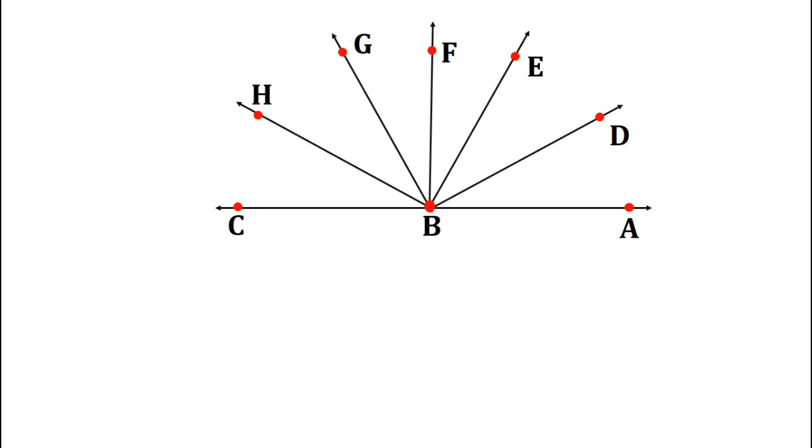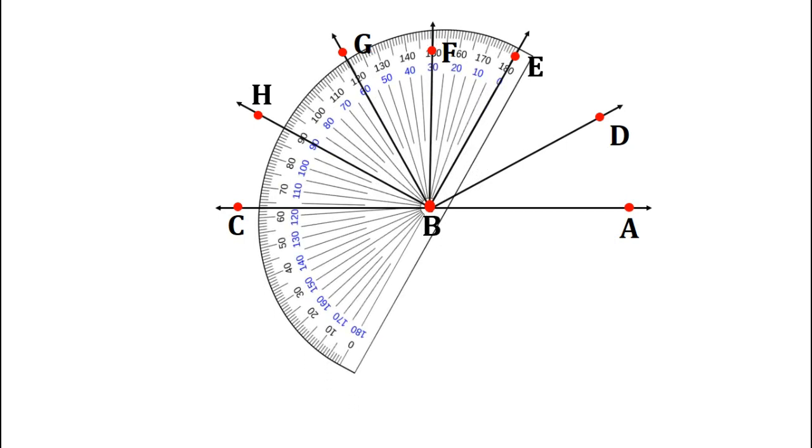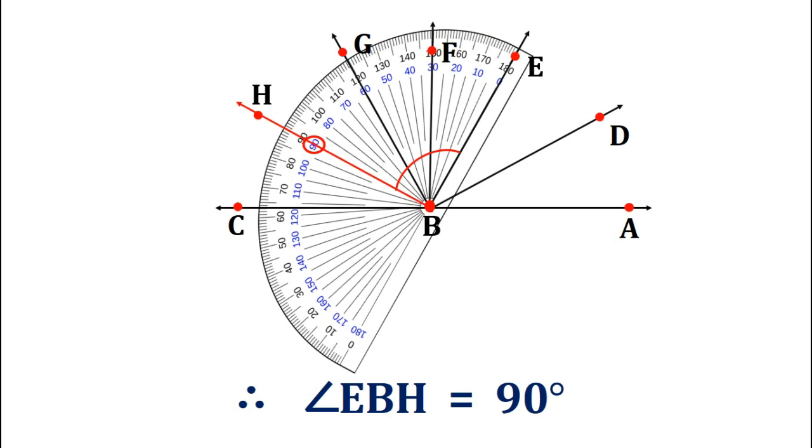So we will place the protractor on the angle in such a way that the arm EB or BE coincides with the baseline of the protractor and its center lies on the vertex B of angle EBH. Then, starting from 0, we will read the number on the inner scale through which arm BH or HB is passing. Since arm BH is passing through 90°, therefore angle EBH measures 90°.